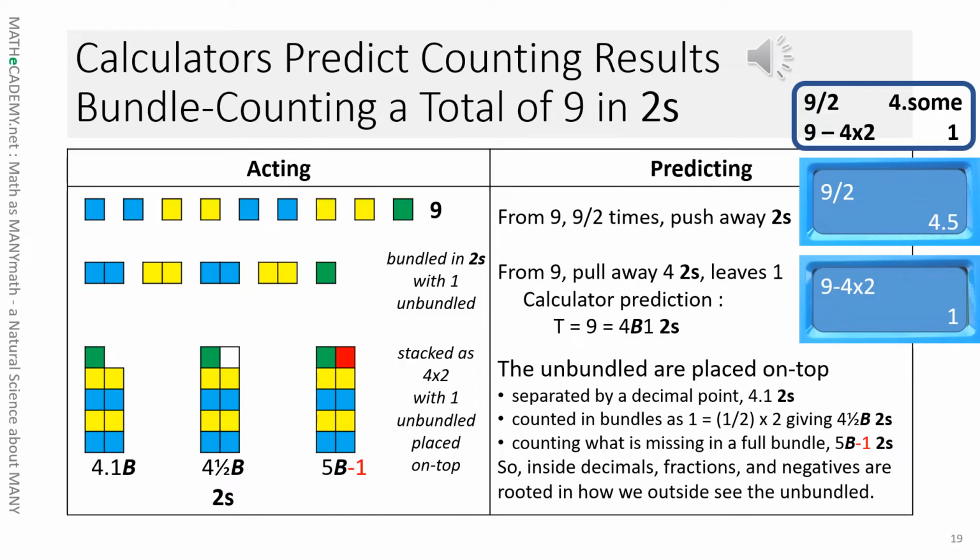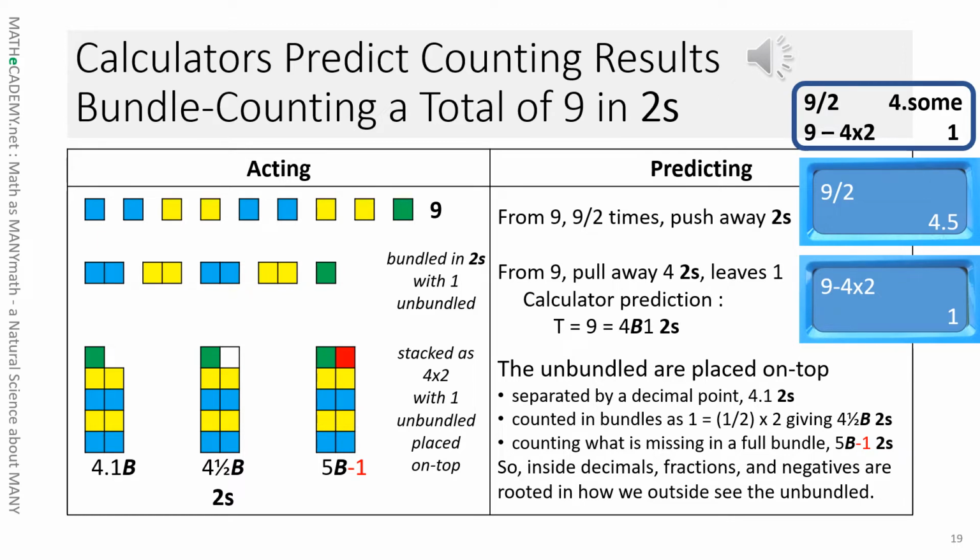Calculations predict counting results. Here, we bundle count a total of 9, in twos. 9, bundled in twos, leaves 1 unbundled. We stack the 4 bundles as, 4 times 2. With 1 unbundled placed on top. From 9, 9 over 2 times, we push away 2s.